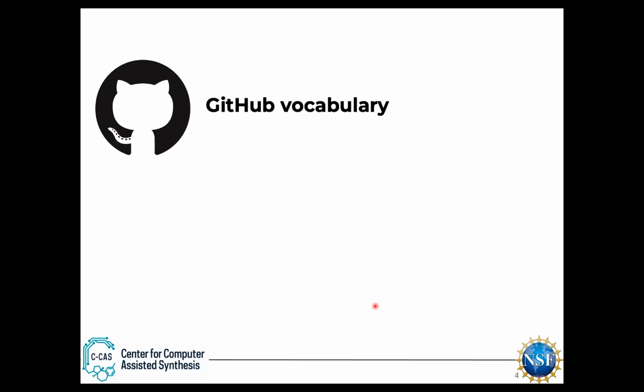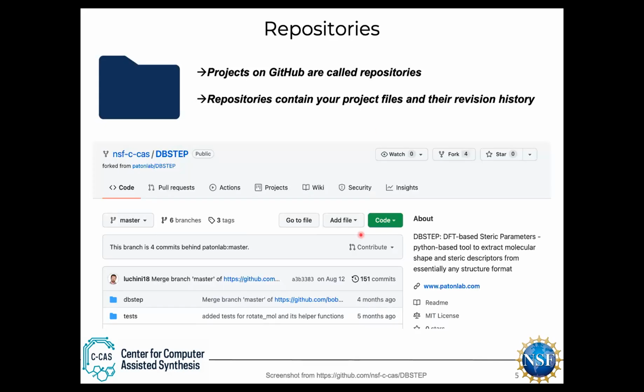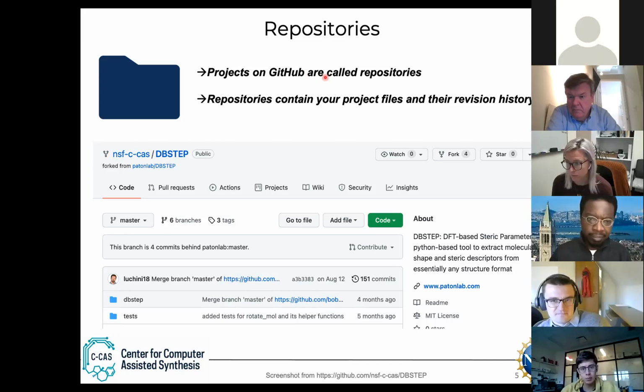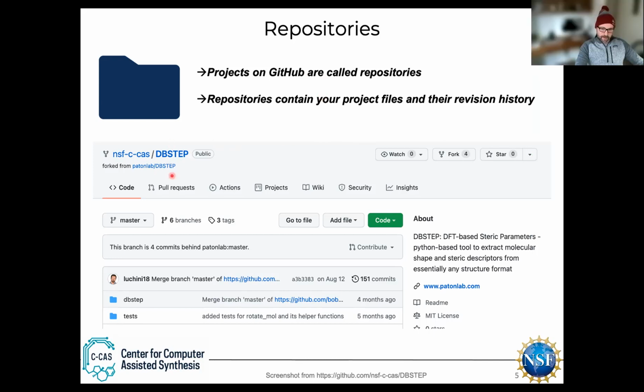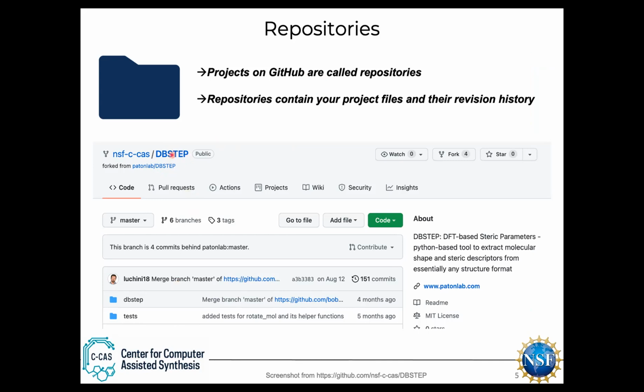So starting off with GitHub vocabulary, repositories are where you keep a project. You can think of it like a folder that contains all of your project files and their revision history. These can contain subfolders, images, files, videos, spreadsheets, and data sets, really anything your project is going to need. And this is what the inside of the Patent Labs Dubstep repository looks like. You have your content down here. You can see the title up here. A nice short description over on this right-hand side.